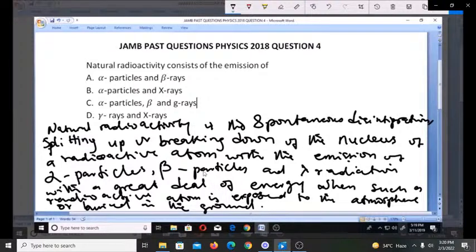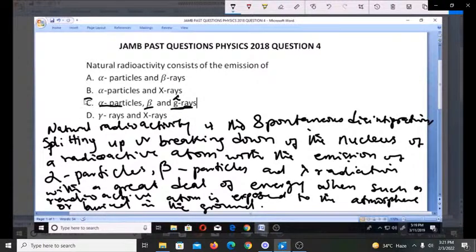So that is what natural radioactivity is. The spontaneous disintegration, that's the breakdown of radioactive atoms like radium and like uranium and all the rest of them, with the emission of alpha, beta, and gamma rays. So if you look at this, you see that number C has alpha, beta. This is gamma rays, but it's represented here with G, but this is actually gamma rays.